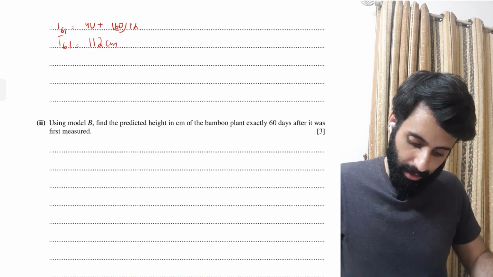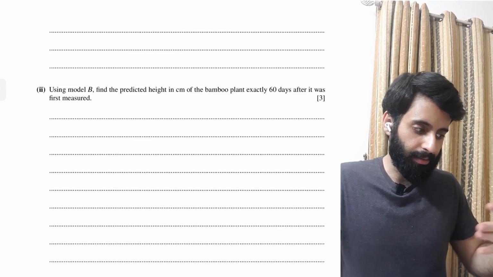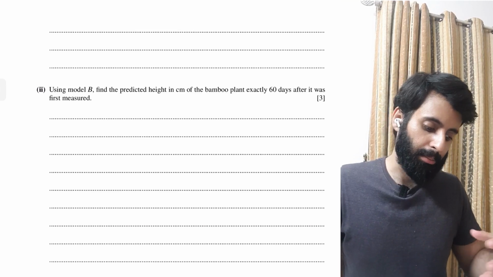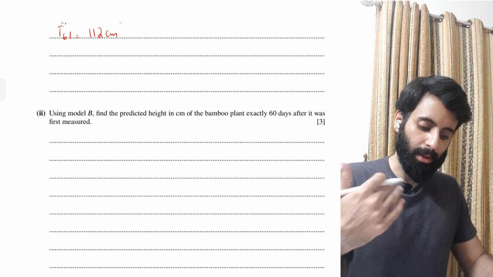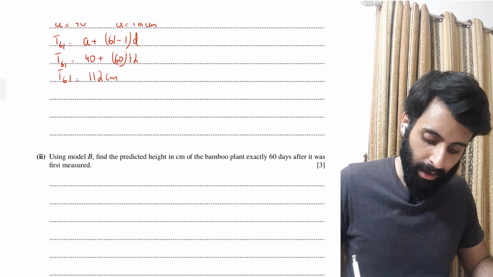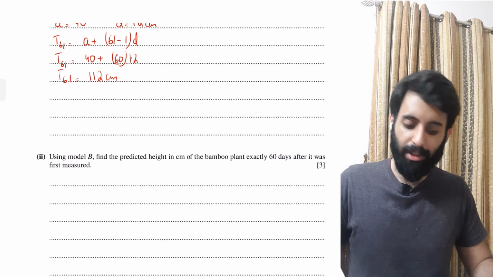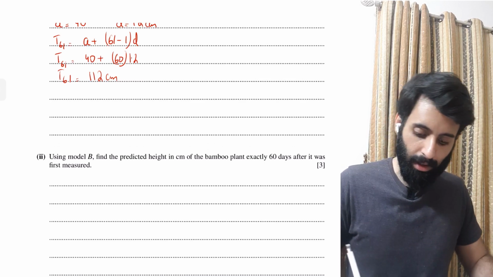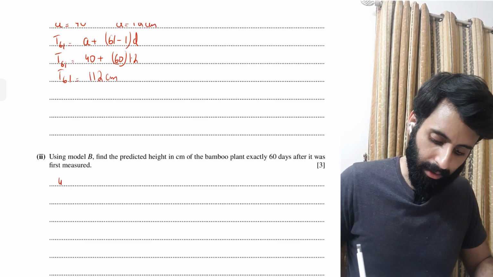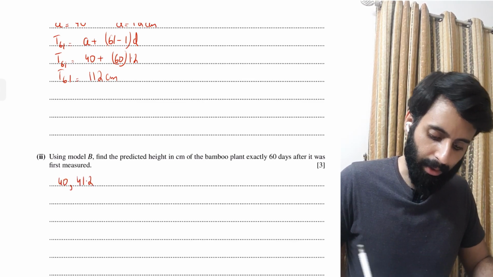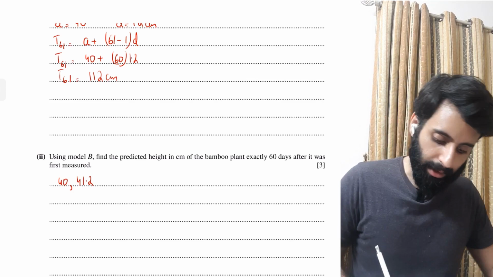Now we move to part 2, which says, using Model B, find the predicted height in centimeters of the bamboo plant exactly 60 days after it was first measured. So again, we're looking for the 61st term, but this time we are more interested in finding out what the common ratio is, because that's what Model B is assuming. So the height on the first day was not 60, in fact it was 40. The next day it was 41.2.